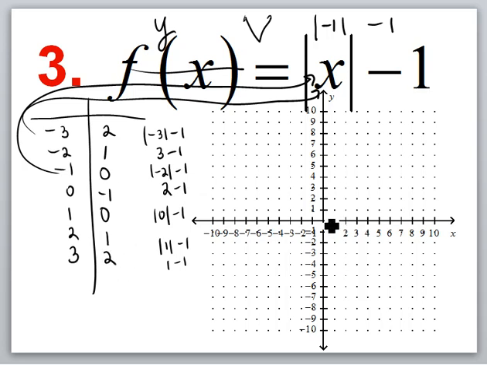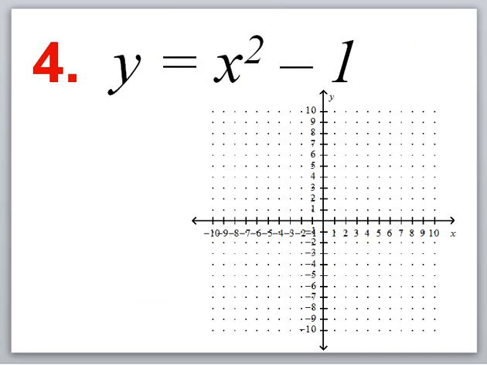Lots of points here to graph, so I've got -3, 2; -2, 1; -1, 0; 0, -1; 1, 0; 2, 1; and 3, 2. Remember, each time you're graphing an ordered pair, you graph on the x, and then go up and down on the y.